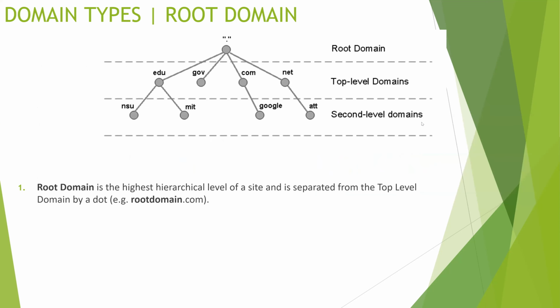All right, so we have types of domains. The root domain is the very top, and after that you have all different types of top level domains. You have education, you have government, you have .com, .net, and then the next level you have more like AT&T, Google, things like that. Right now, actually, I can show you an example.